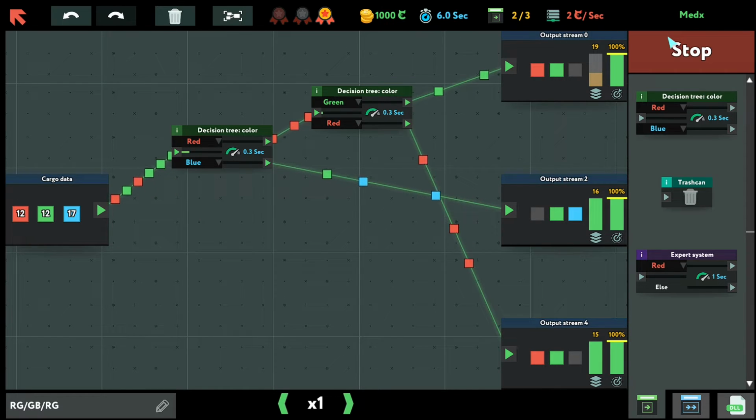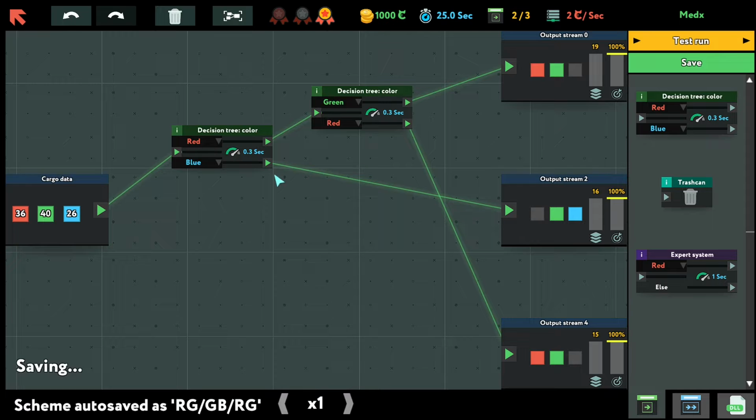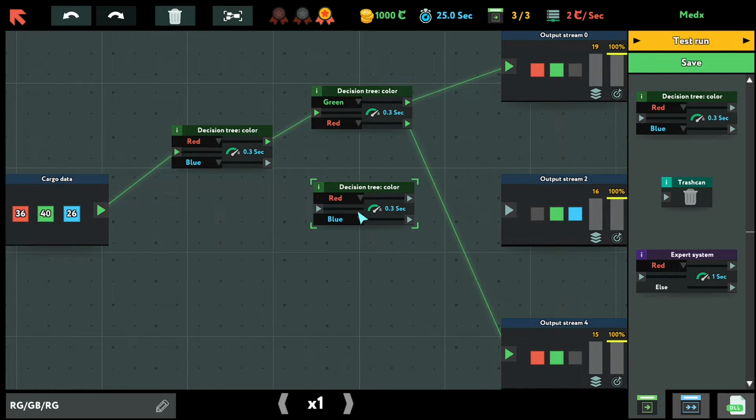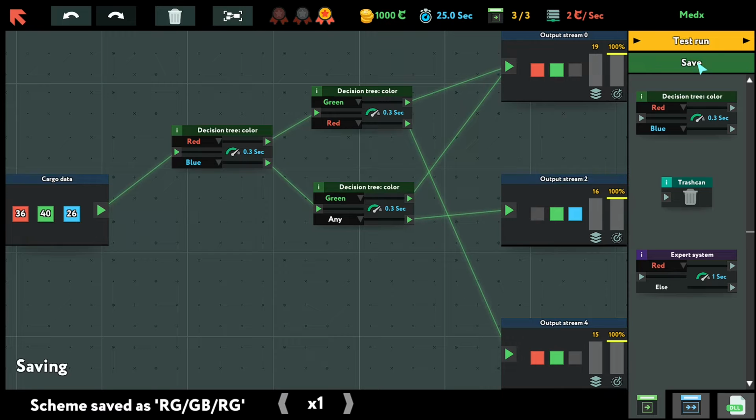Okay, that's fine for that. Wait, hang on. What if I do this? What if I run this to here? I sort out green to there and blue to there, but I'm going to set this one to any. What if we do that? Will that help?